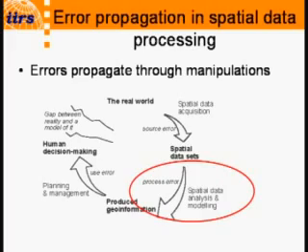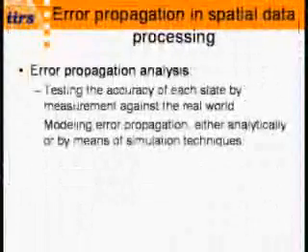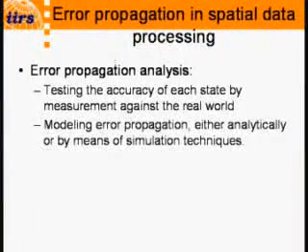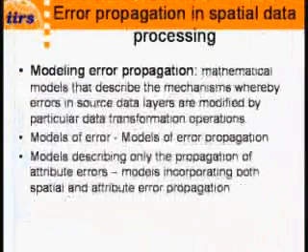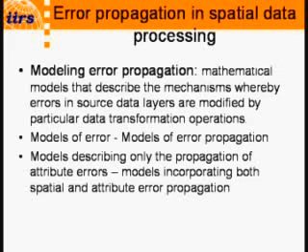There are certain ways, as errors propagate through different models. Error propagation analysis means testing the accuracy of each stage by measurement against the real world, and then modeling error propagation either analytically or by means of simulation techniques. So there are various ways of analyzing error propagation. In spatial data, you can do the modeling of error propagation, which is a mathematical model that describes the mechanism whereby errors in source data layers are modified by particular data transformation operations.